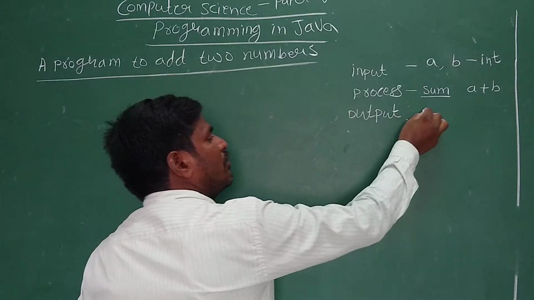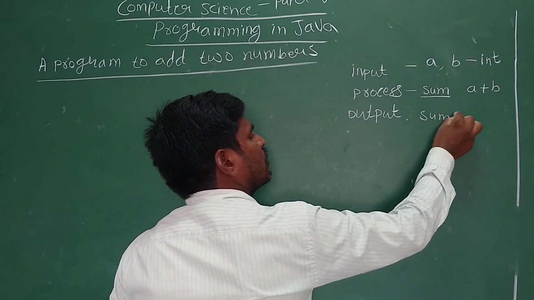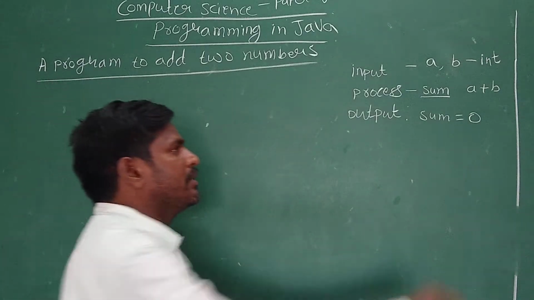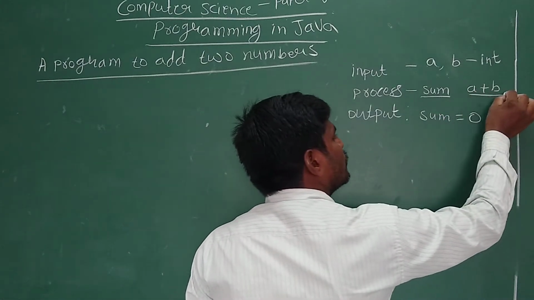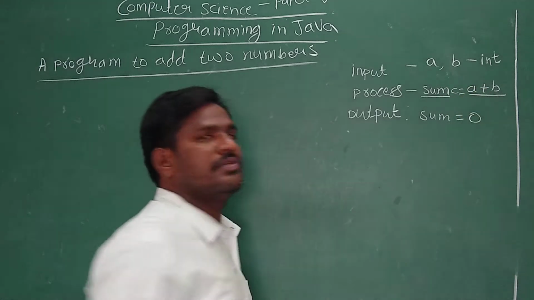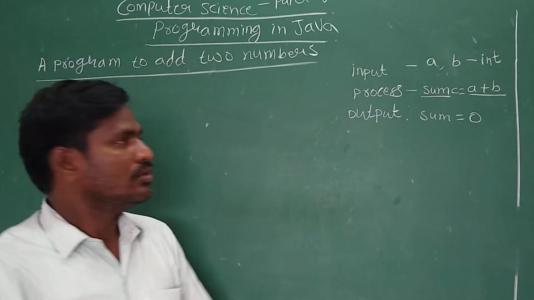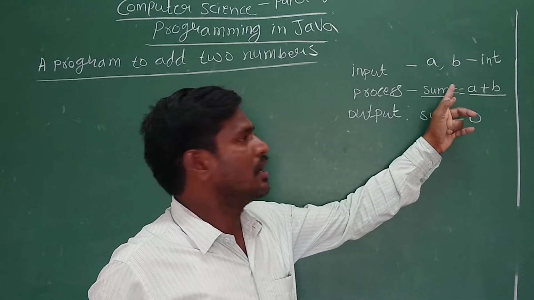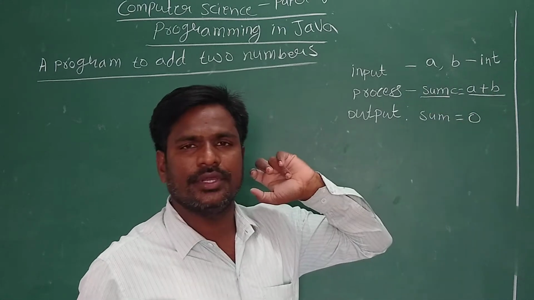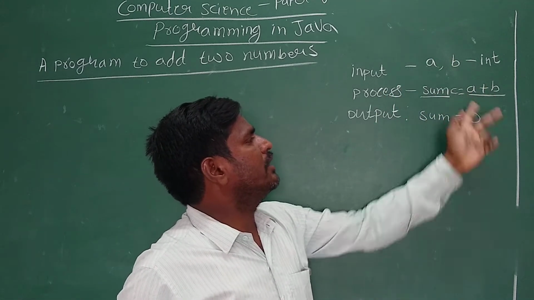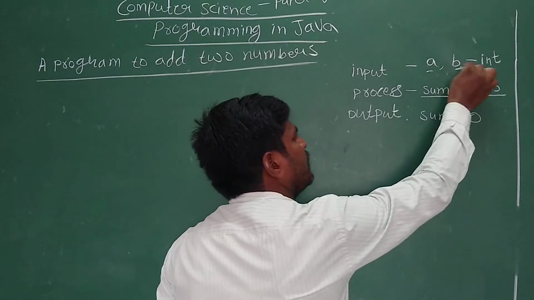Next, what is the output? We have to print sum is equal to some value, you have to display. That means whenever you add these two numbers, the result has to be assigned to another variable. The result of these two variables is assigned to another variable, say C. Now I am displaying the C value here. That means we require three variables here, A, B, C.